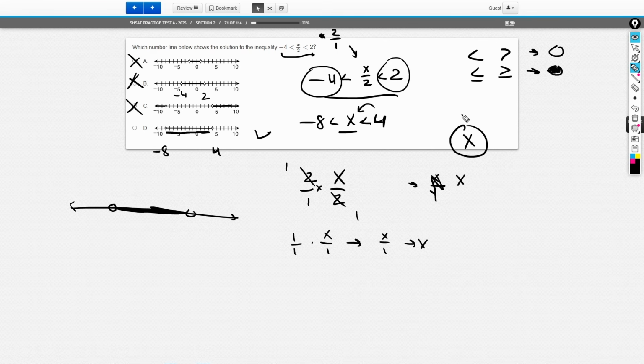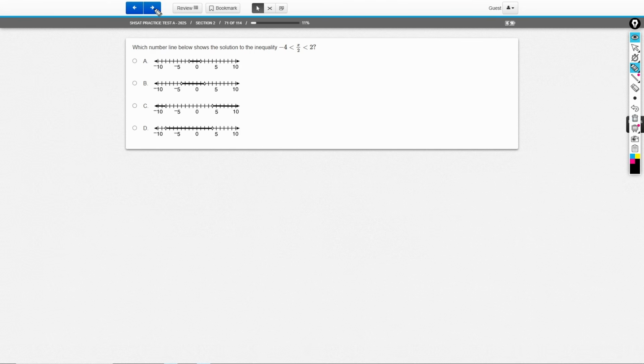So remember, it has to be in terms of x, and wherever you see a shaded line, that's where x can exist. So x can only exist between negative 8 and 4. It can't exist outside of this range because then it would be less than negative 8 and greater than 4, which it can't be. All right. Moving on. So the correct answer is D.